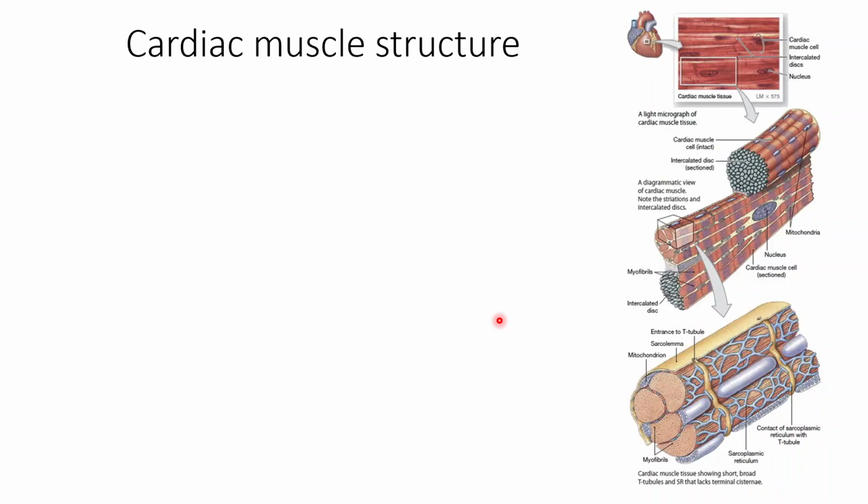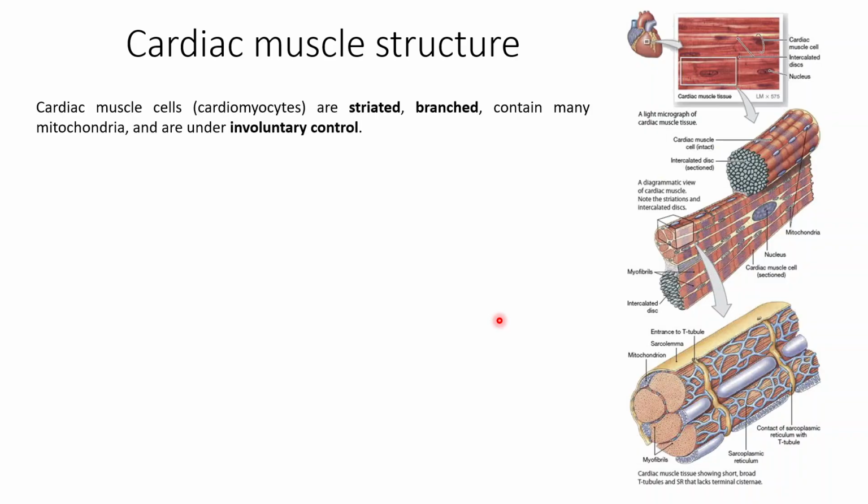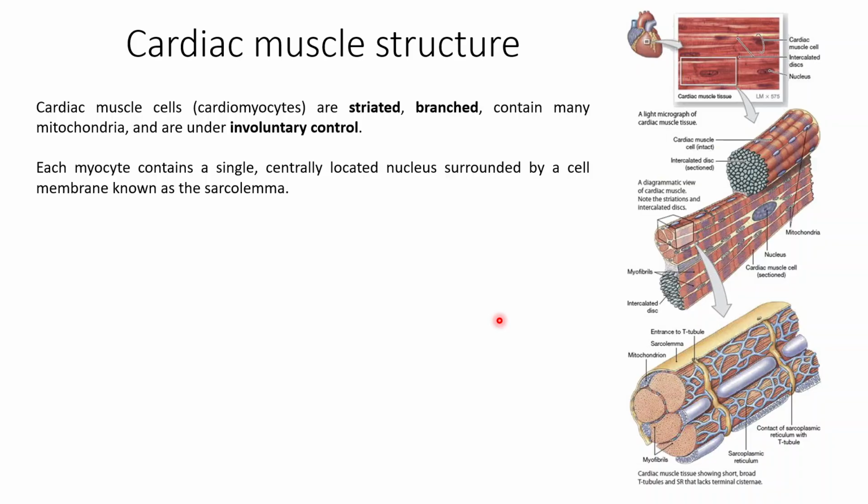So cardiac muscles themselves, or cardiomyocytes, they look a little bit like the skeletal muscles. They're striated, they're branched, they have lots and lots of mitochondria, understandably so, and they are under involuntary control. It would be catastrophic if they were under voluntary control and you forgot to make your heart beat.